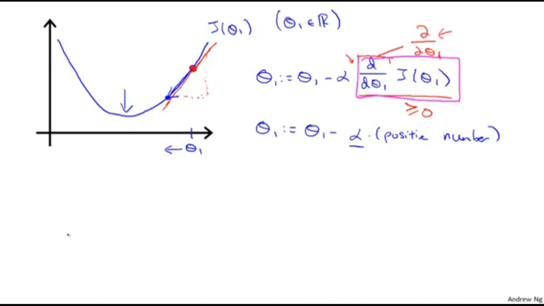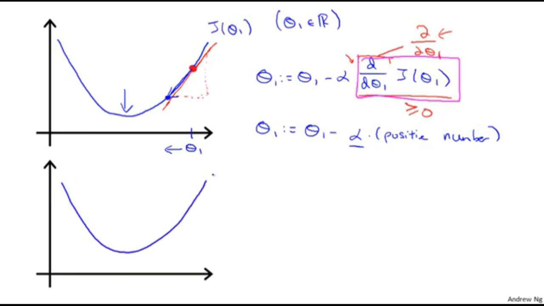Let's look at another example. Let's take my same function J and draw the same function, J of theta 1. Now, let's say I had instead initialized my parameter over there on the left, so theta 1 is here, at that point on the surface. Now, my derivative term, d/d theta 1 of J of theta 1, when evaluated at this point, is the slope of that line.